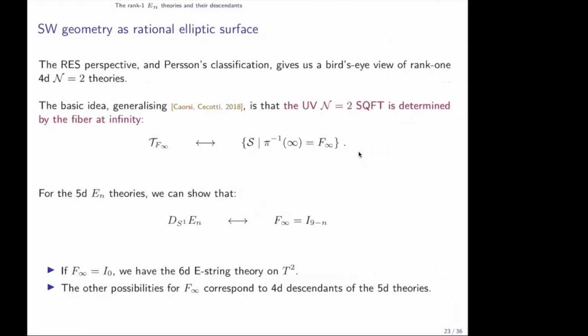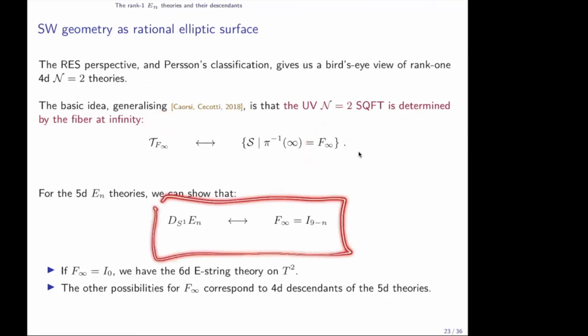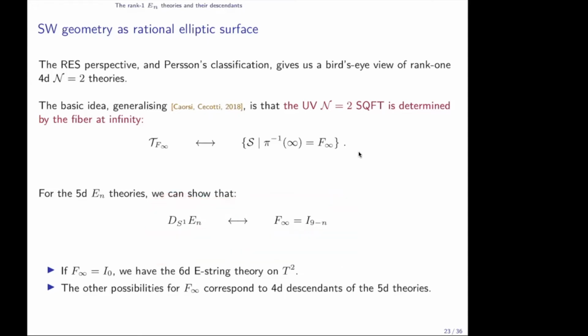And we then fix what kind of singular fiber I have at infinity, and essentially fixing the fiber at infinity determines which type of theory we're talking about. In particular, we can show that for the 5D E_N theory on a circle, what you will have is a fiber at infinity which is of type I_{9-n}, just like the simplest type of quadratic fiber, with a resolution which is the affine 9-n diagram.